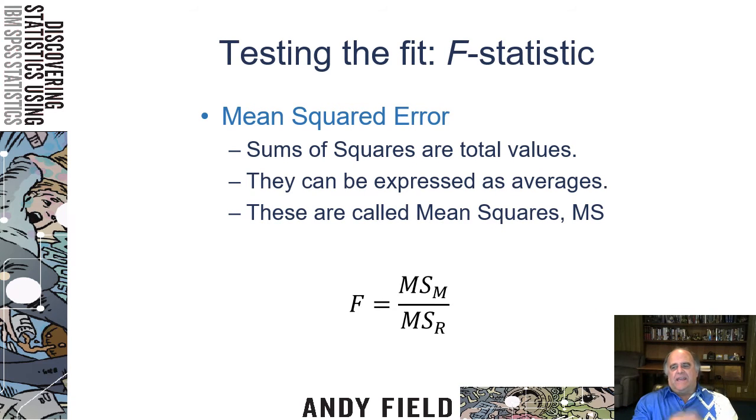Now, when we actually do this, we get an F statistic. The F statistic is not based on sum of squares, but mean squares. The sum of squares are total values. Mean squares are expressed as averages. And to get the F statistic, and I hope you remember the F statistic from analysis of variance, it's simply mean square for the model divided by mean square error, or residual, or he's calling it R again. But it's really mean squared error.